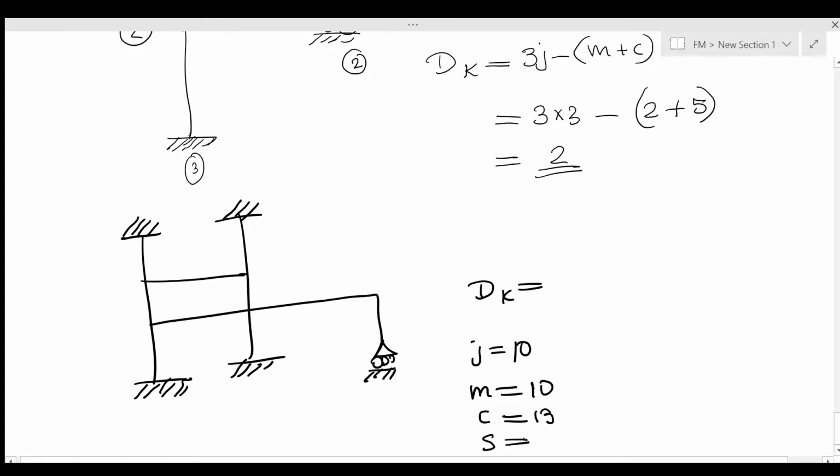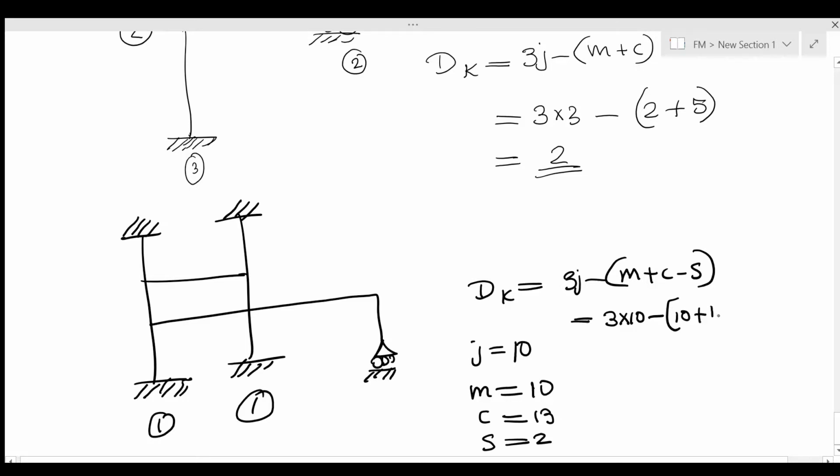And s is the number of constraint lines. We have 1 and another 1, so 2 constraint lines are there. So the equation is 3j minus m plus c minus s, which is equal to 3 into 10 minus 10 plus 13 minus 2. So the value is 30 minus 21, which is 9. So the degree of freedom of this structure is 9.